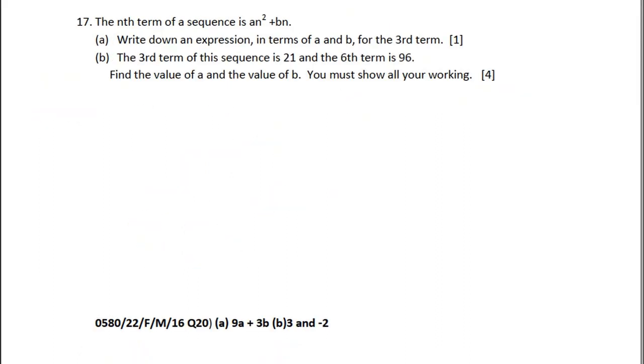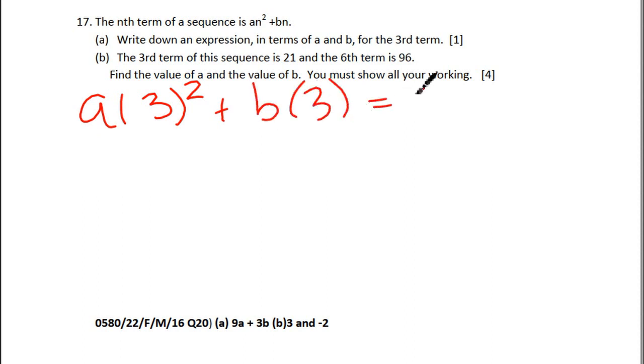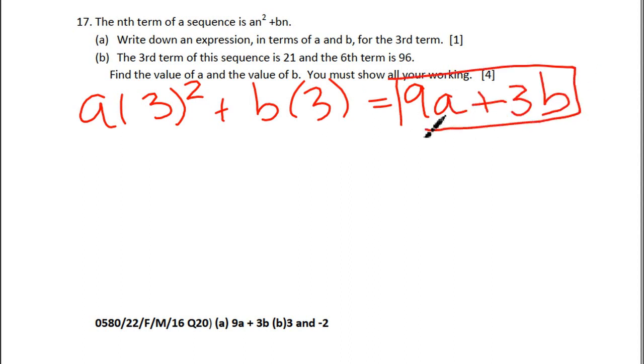Question 17, part A. The nth term of a sequence is a n squared plus b n. Write down an expression in terms of a and b for the third term. To find the third term, we have to substitute n equals 3. So this becomes a times 3 squared plus b times 3. So the simplified answer will be 9a plus 3b. This is the answer for part A.